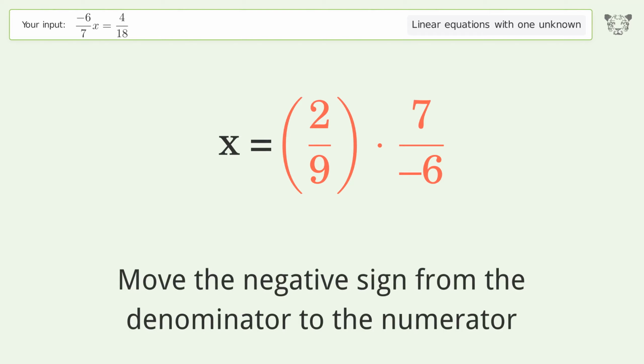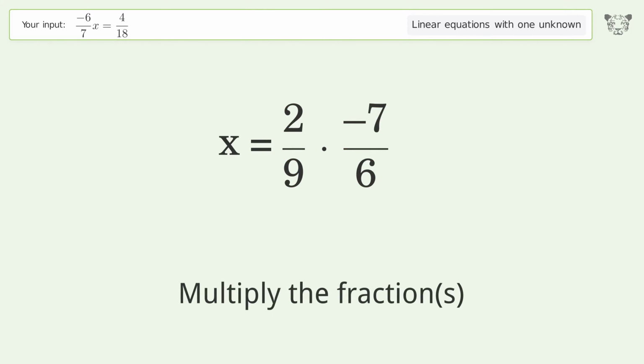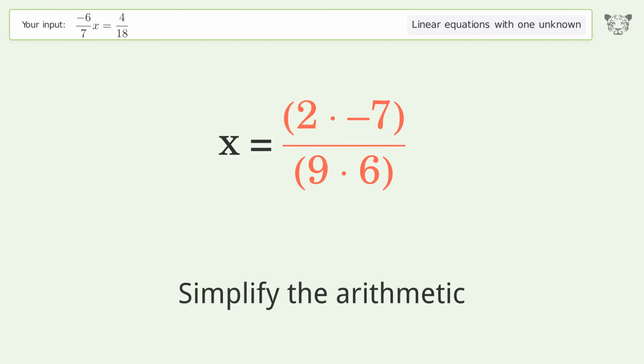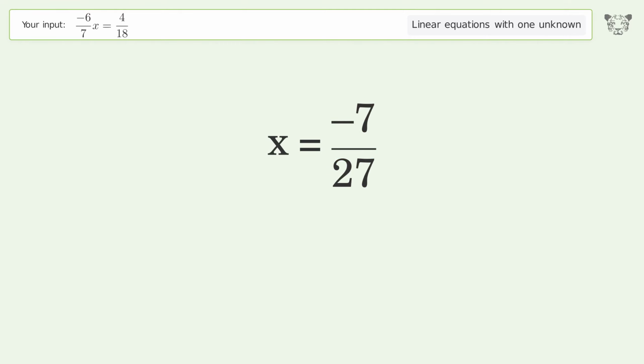Move the negative sign from the denominator to the numerator. Multiply the fractions. Simplify the arithmetic. And so the final result is x equals -7/27.